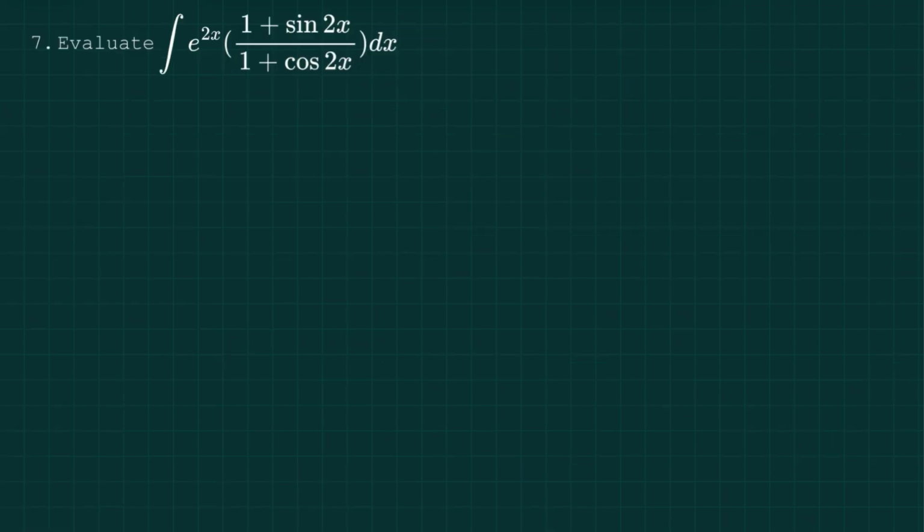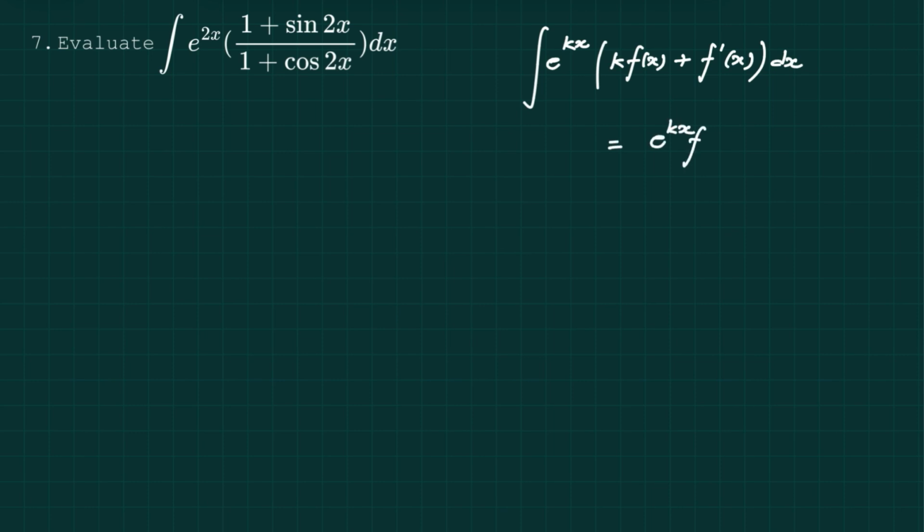Question number 7. Integration of e to the power 2x into (1 plus sine 2x) over (1 plus cos 2x) dx. So this was almost similar to the previous question, but one thing we have to note here is that in the power of e there is not only x, there is 2 into x. So for that purpose we have one more formula, that is, if integration of e to the power kx into k into f of x plus f dash of x dx is there, then this can also be written as e to the power kx into f of x plus c.